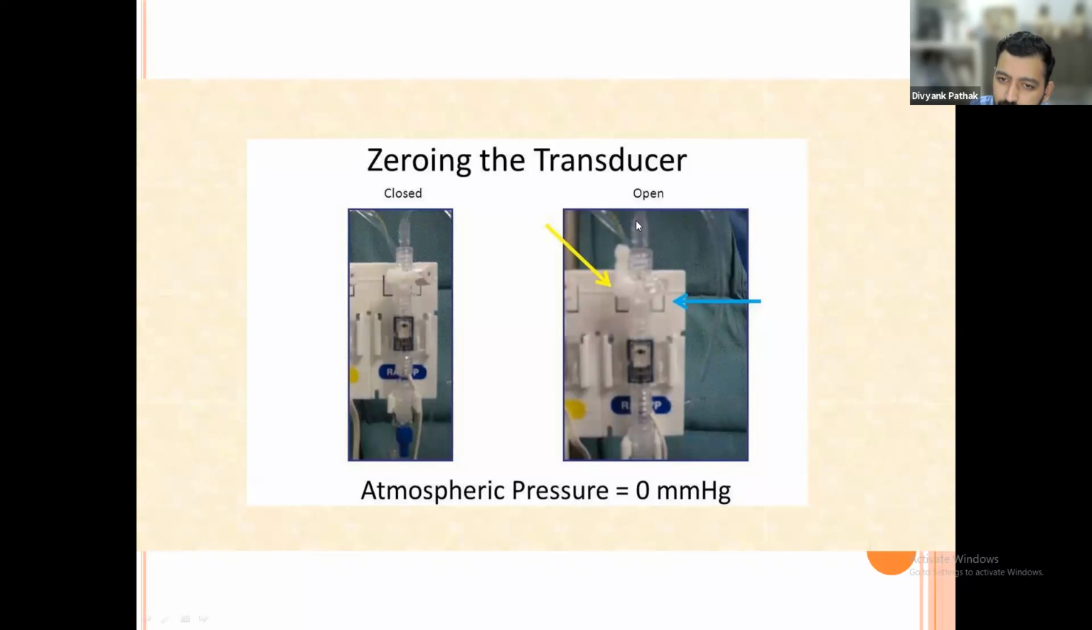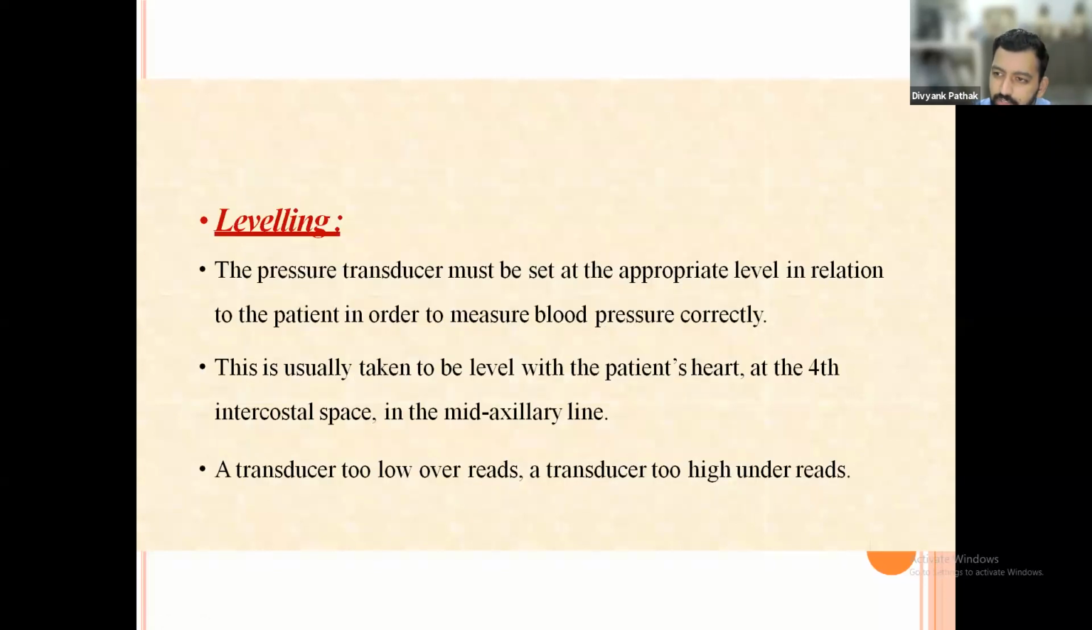We have to expose the system to the atmospheric pressure by opening the valve to the atmosphere, so that this is the open port, and you flush some 1 to 2 drops of air from this so that it is exposed to the atmosphere. Then you close it. Now then you have to level it. Now leveling is also very important.